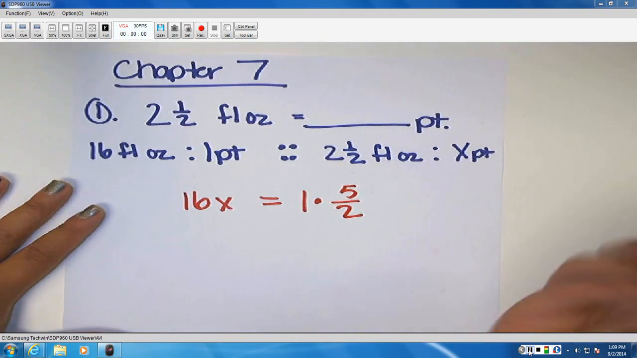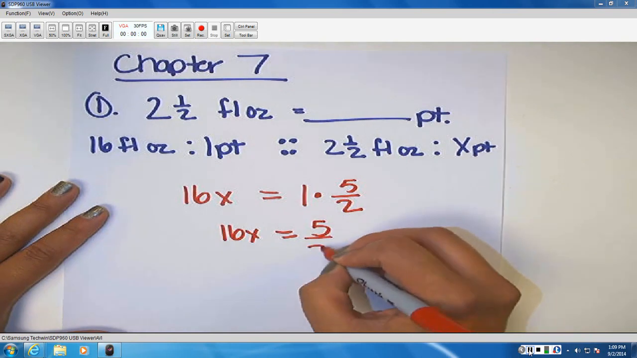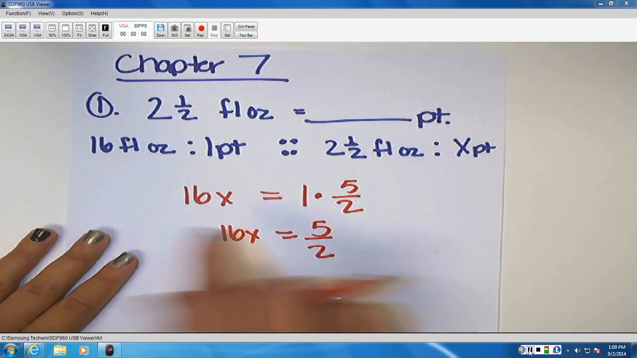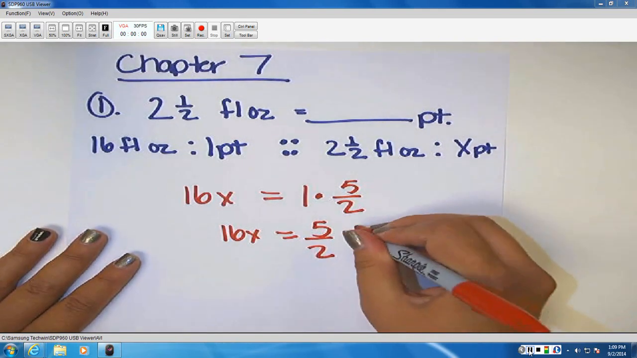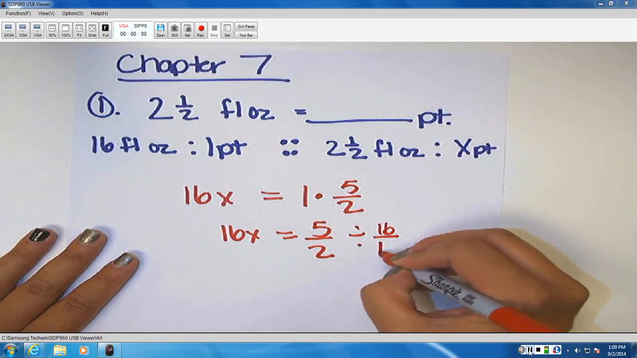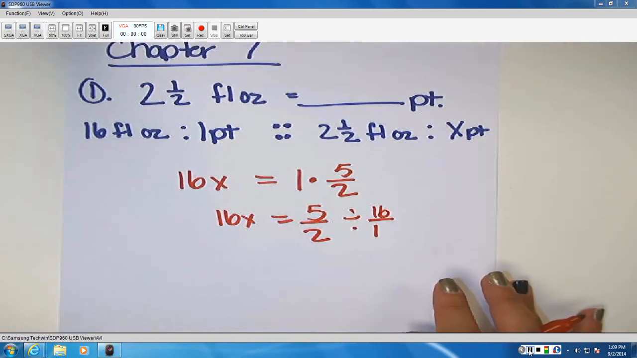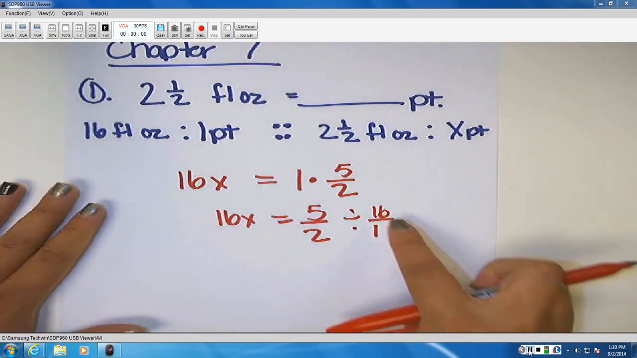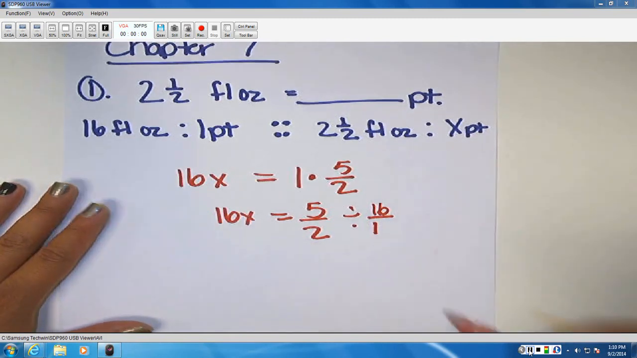So when I end up with that, I'm going to have 16x equals 5 halves. I now need to divide 16 from both sides, in order to bring that 16 over. So this is going to be 5 halves divided by 16. I know when I'm dividing fractions, if I wanted to make things easier for myself, I can just take that second fraction and flip it upside down and then multiply straight across. So instead of dividing 16, I'm going to multiply 1/16.